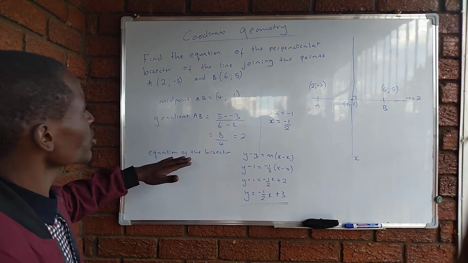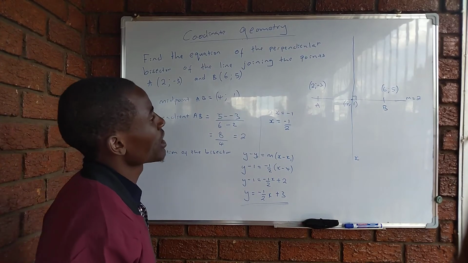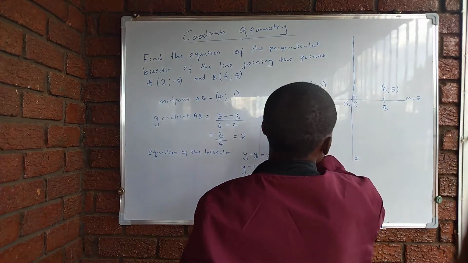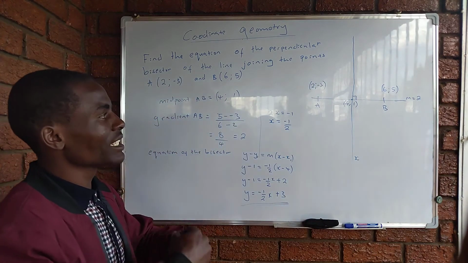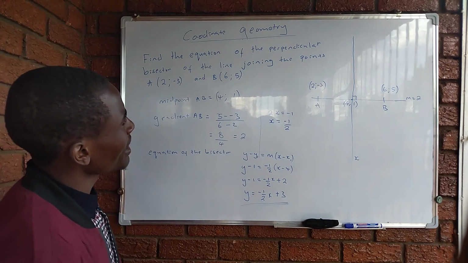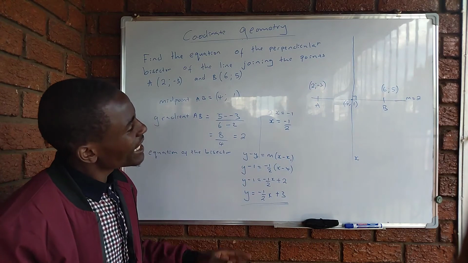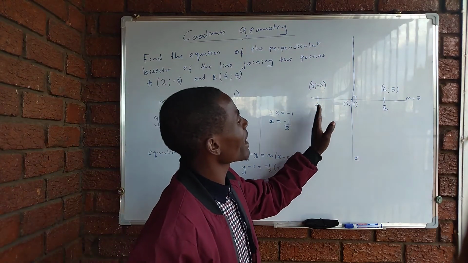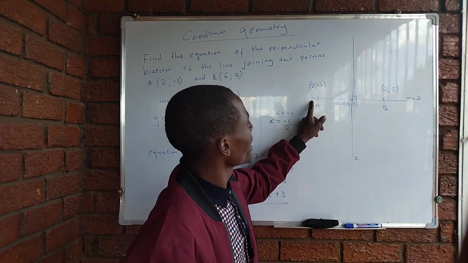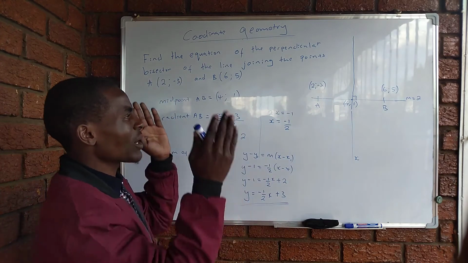So first, guys, we are asked to find the equation of the perpendicular bisector. This is A, this is B. This is line AB. We can find the gradient of AB, the midpoint of AB, and the equation of AB. But what is needed here is the equation of the perpendicular bisector, the line which is bisecting AB, the line in the middle between A and B, at a right angle and at equal distance from A to B.